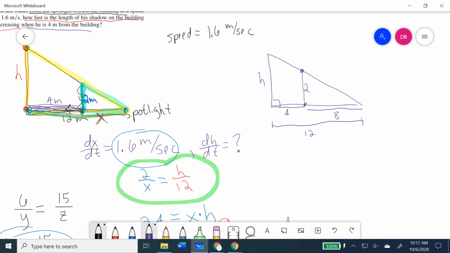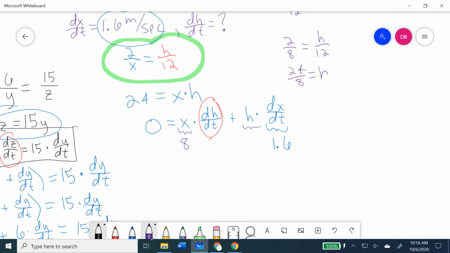With the ratios, I have for my smaller triangle a ratio of 2 to 8 for the vertical to the horizontal, and for the big triangle, h to 12 for vertical to horizontal. And now I'm on my way. Woohoo! So 24 divided by 8 is 3. And that's going to give me my height. And now I'm all set, and I'll be able to find dh/dt.